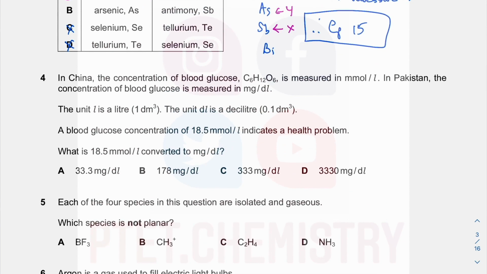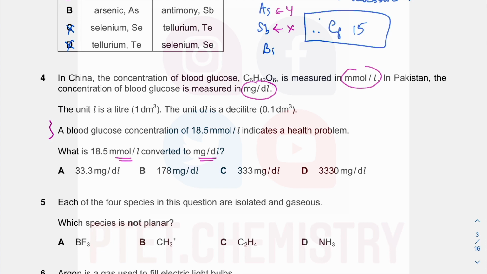Number 4. So in China, the concentration of blood glucose is measured in millimole per liter, but in Pakistan it is measured in milligram per deciliter. Okay, so L refers to a liter, which is 1 dm cube, whereas a deciliter is 0.1 dm cube. So this is about conversion from millimole to milligram per deciliter. This is just information. The real question really is to convert this into this.